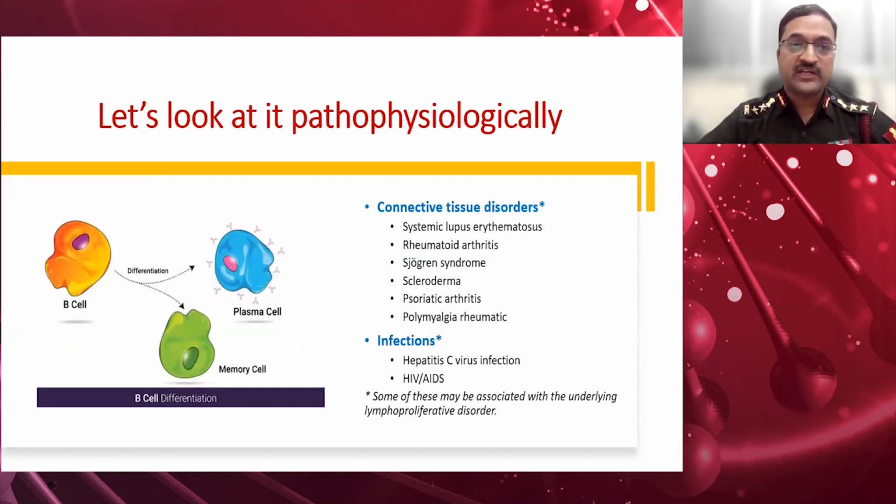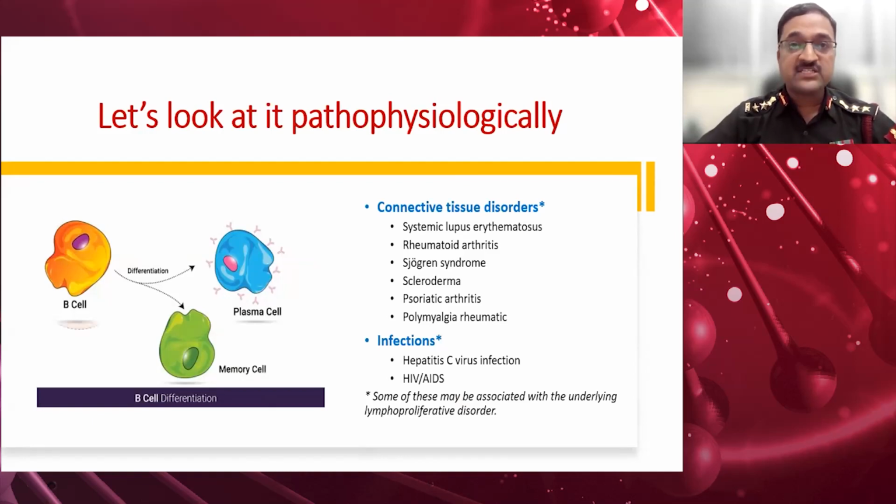The next group of disorders: it is the B cell which differentiates to a plasma cell. So anything which leads to proliferation of the B cells can lead to M protein formation. So connective tissue disorders, a huge number of them, and infections can rarely lead to the presence of M protein. But you also need to understand that a few of these connective tissue disorders and infections can have an underlying lymphoproliferative disorder or a plasma cell dyscrasia associated with them.